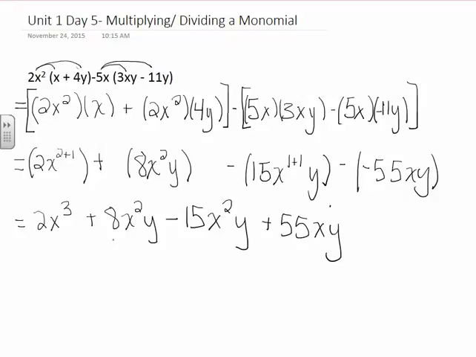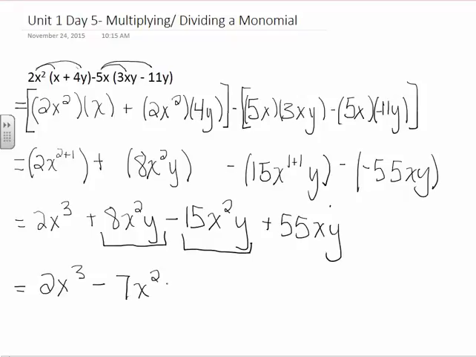And as you can see here, we have two terms that have the exact same variables. They both have x squareds and a y, so we can combine those two. So we have 2x cubed minus 7x squared y plus 55xy. And that is our final simplified answer because, again, all of these now have different variables associated with them, so we cannot combine any further.